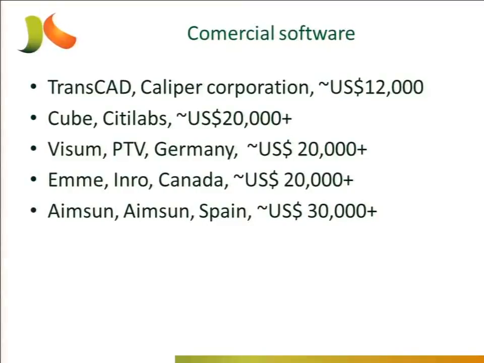So there's a ton of commercial software. The cheapest one is TransCAD, which I know better. It costs $12,000. All the way through AIMSUN, which is probably the most expensive, that costs in excess of $30,000. And these are prices that Americans pay. If you go to developing countries, they're paying a lot more than this. I know agencies in Brazil paying in excess of $50,000 for VISUM, which is something you can get in the US for about $20,000. So it's very expensive software.